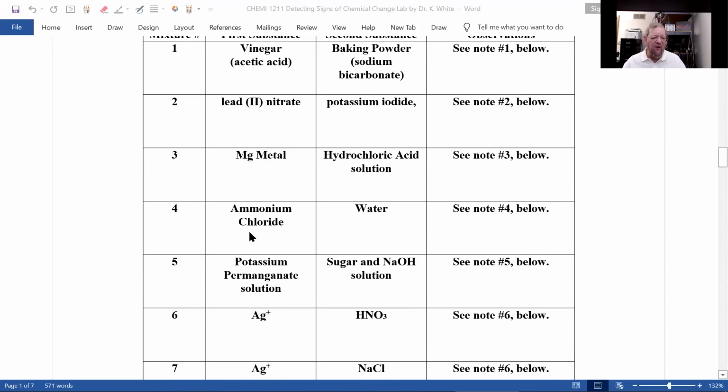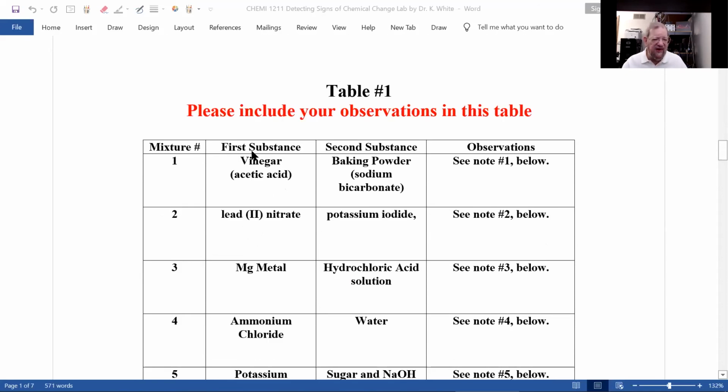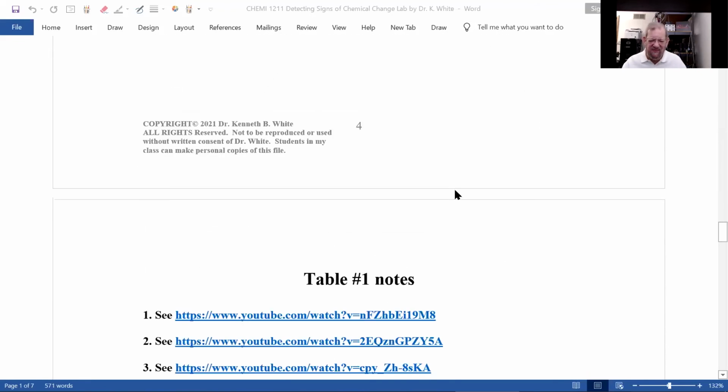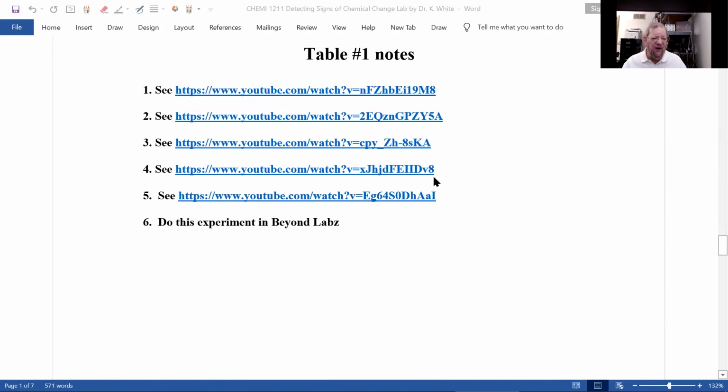Now, if we look at 1 through 5, you'll see I have first substance, in this case vinegar, also known as acetic acid. Second one, baking powder, which is also known as sodium bicarbonate. And what do you observe? Oh, see, note 1. And if you come down to this page, table 1 notes, note 1 is this YouTube. And let's take a look at this one.